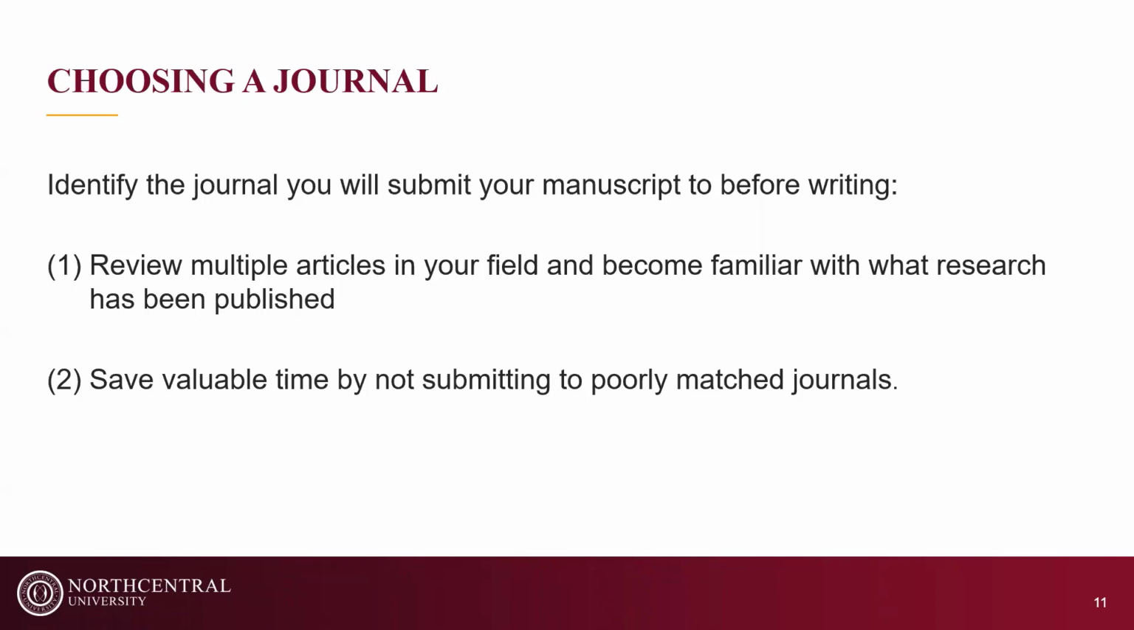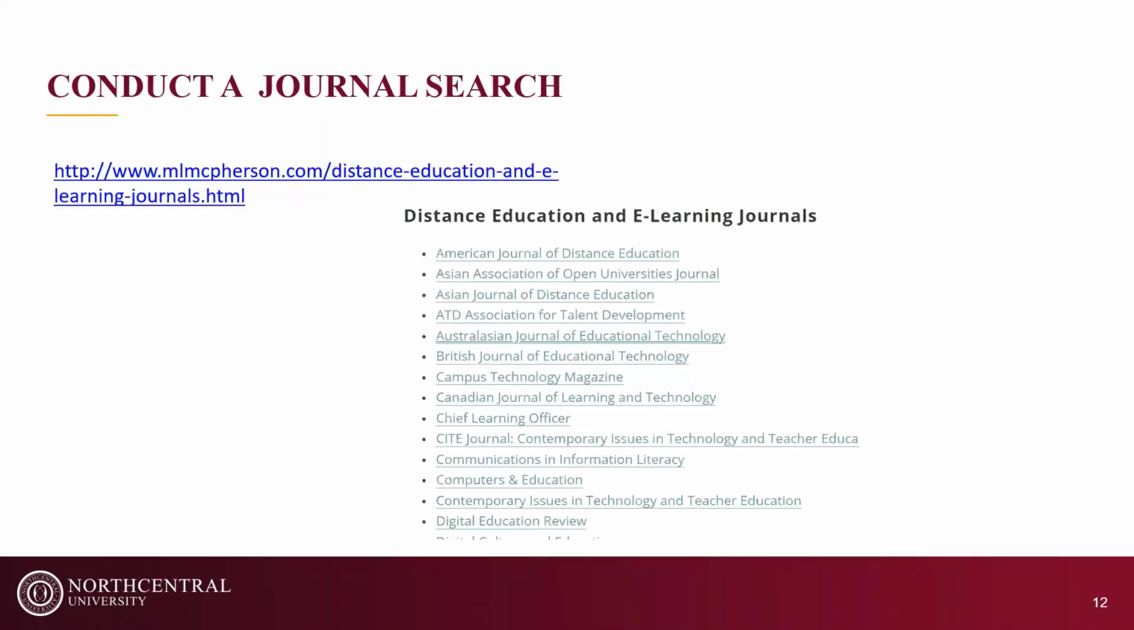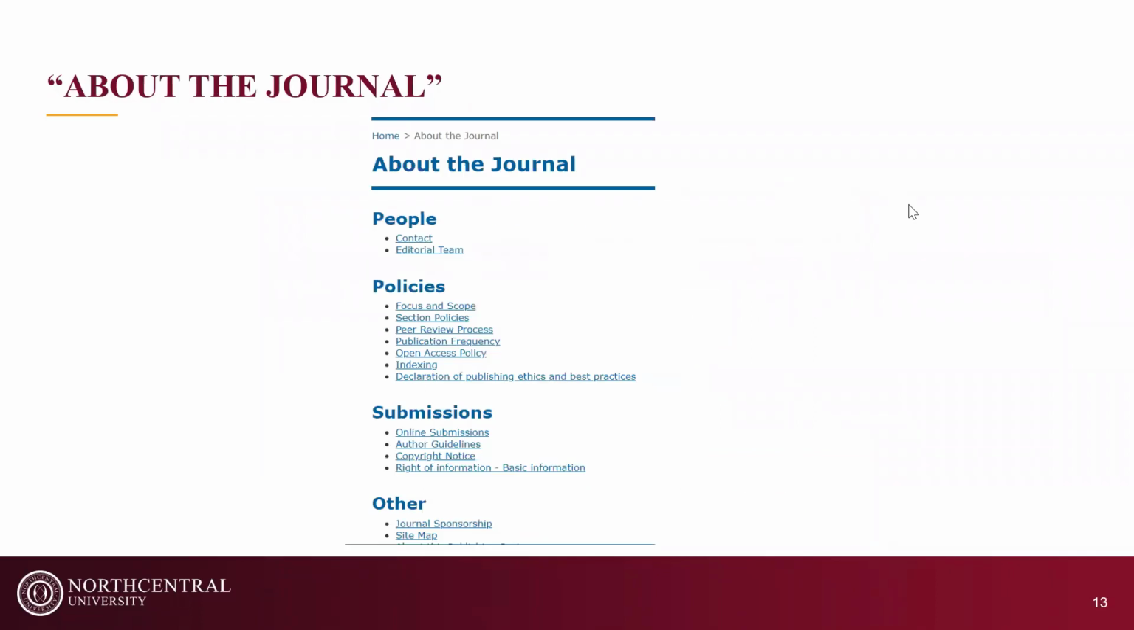Take a look at what journals are out there that have published in your area. And you do this by conducting a journal search. I'm just going to put on the screen in the next couple of slides what a journal search looks like. Here's one, for example. If you're looking at distance education and e-learning journals, then a whole lot of different journals will come up, and you can choose from multiple journals. You can also look at each journal's about the journal. Take a look at what each one offers.